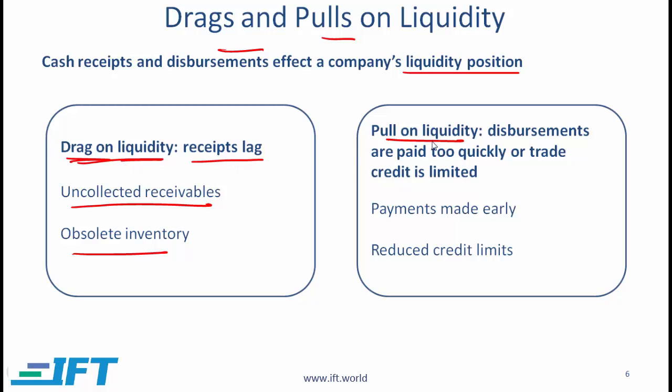There are other examples also, but what you need to remember is drag on liquidity means receipts lag disbursements. A pull on liquidity represents the other scenario where disbursements are paid too quickly or trade credit is limited. If a company is paying its suppliers very quickly relative to getting money from customers, then we have a pull on liquidity. Reduced credit limits also creates a pull on liquidity.